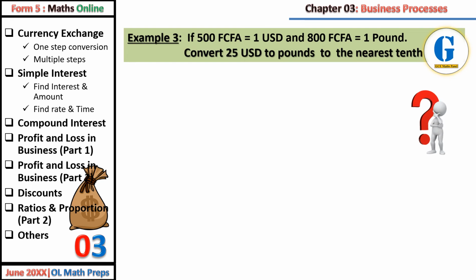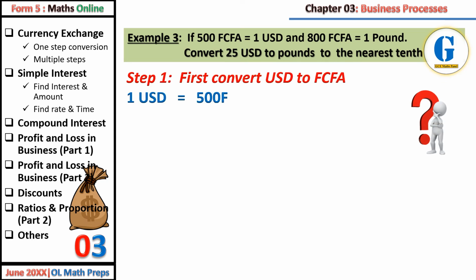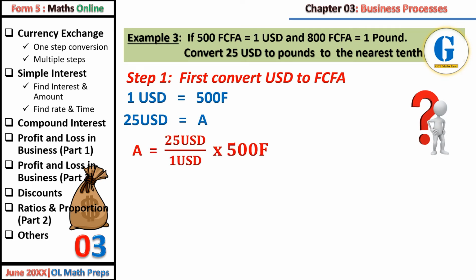Actually, this type of problem involves multiple conversions, and specifically here we have 2-step conversions. First, we will convert from US dollars to francs, and then we convert that value in francs to pounds. Let's move on. So step 1, first convert from US dollars to FCFA, and we have been told that 1 US dollar equals 500 francs. Therefore 25 US dollars will be equal to A, and from here our A will be equal to, by cross multiplication, 12,500 francs. This is step 1.